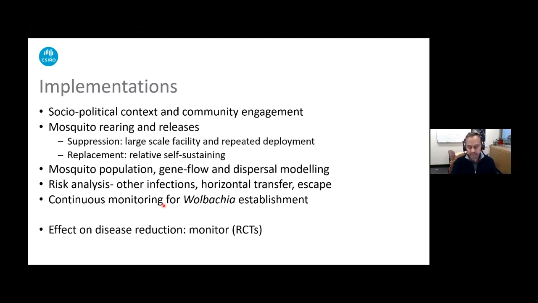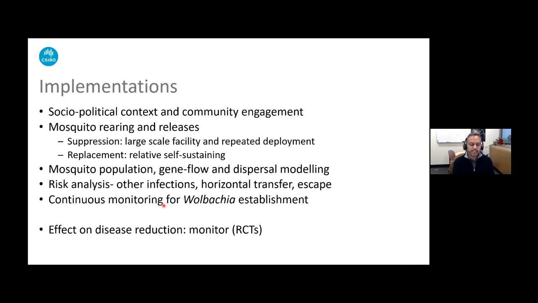with these female mosquitoes, which are unable to transmit the disease. In the case of suppression, you need a large-scale facility to make these mosquitoes, and you need repeated deployment to have an effect to suppress the population. In the case of replacement, because it is maternally transmitted, it can be relatively self-sustaining. So if you release female mosquitoes which are infected with Wolbachia a few times, it remains in that population for a relatively long time.